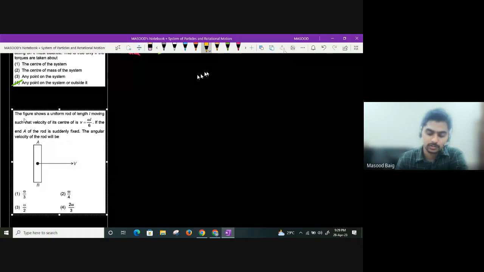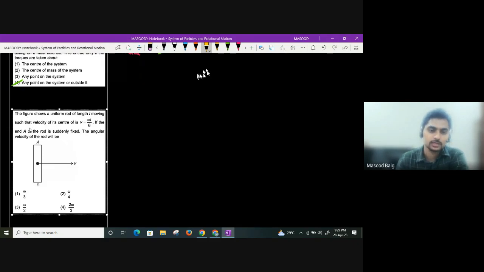We'll do one more question. The figure shows a uniform rod of length L moving such that the velocity of the center of mass is omega L by 6. If the end A of the rod is suddenly fixed, see, very simple logic. Now this is moving, guys. It is moving, means it has translation. What I'm doing, I'm suddenly fixing it. Will it rotate or not?